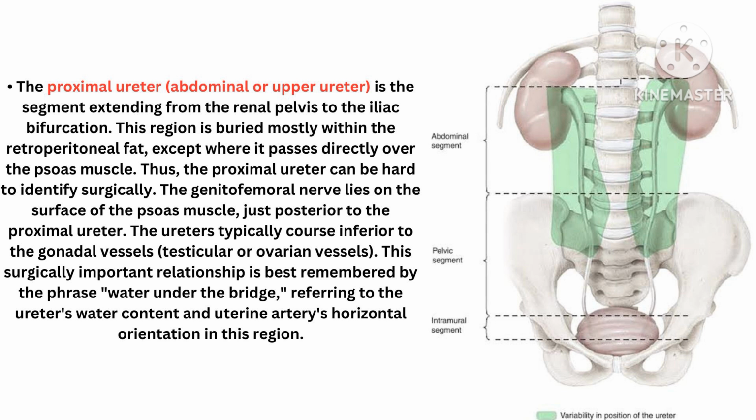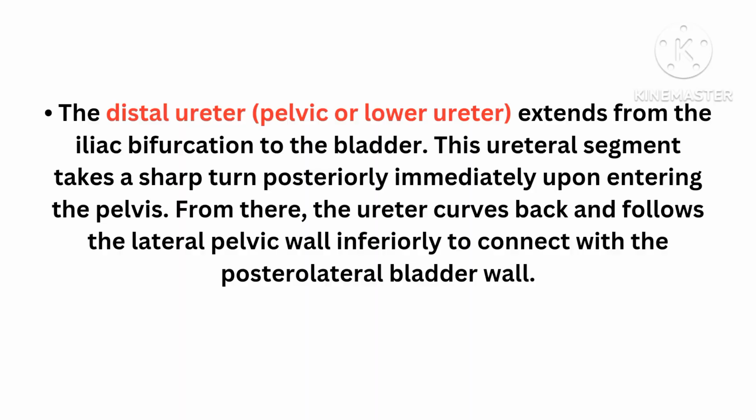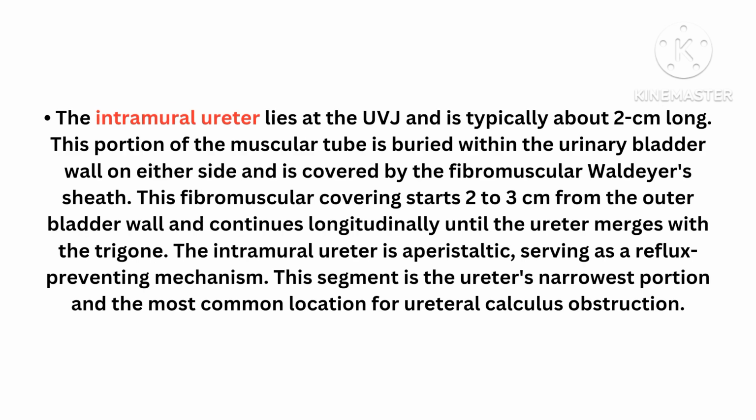The distal ureter, pelvic or lower ureter, extends from the iliac bifurcation to the bladder. This ureteral segment takes a sharp turn posteriorly immediately upon entering the pelvis. From there, the ureter curves back and follows the lateral pelvic wall inferiorly to connect with the posterolateral bladder wall. The intramural ureter lies at the UVJ and is typically about 2 cm long.